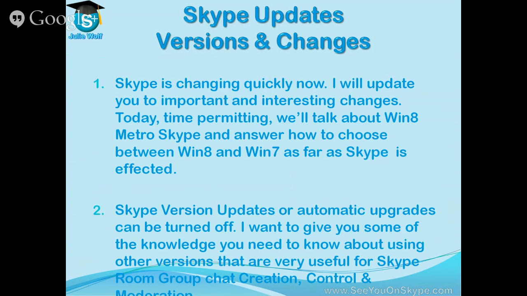Number 2, I'm going to talk about Skype versions in this third Monday, covering Skype tips. Skype version updates or automatic upgrades can be turned off if you don't want them, and if you know how. I want to give you some of the knowledge you need about using other versions that are very useful for Skype room chat creation, group chat creation, called a Skype room, and also for versions that help you control or moderate your Skype rooms. So you want to create new Skype rooms in old versions so that you can have control over them. We'll go into that more in the months that follow.